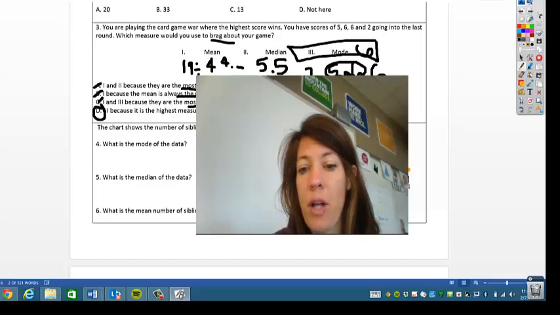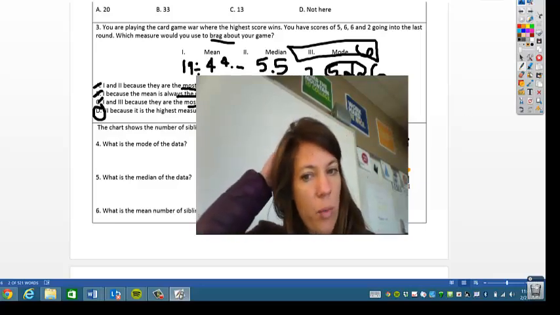Then I look at the line plot again. I have 2 students with 3 siblings. So we'll go 3 and 3. And then I have 1 student who's got 4 siblings. Big family. So these are my data in a list. And we tend to be better when we're looking at a list.